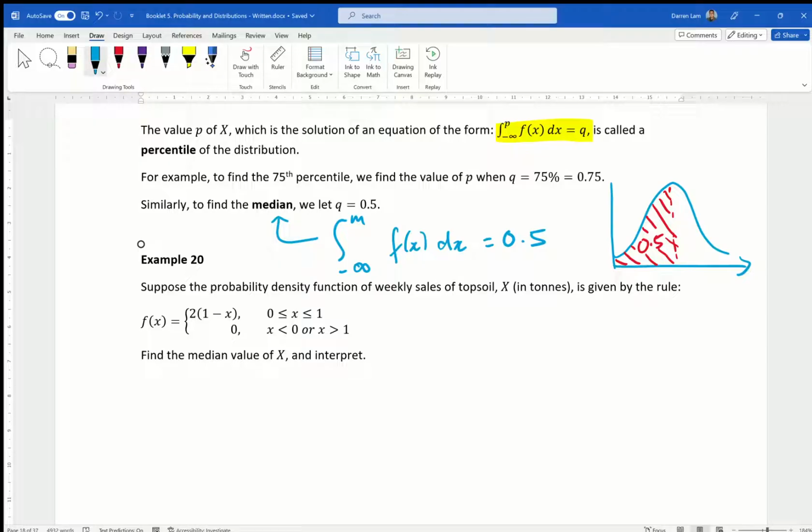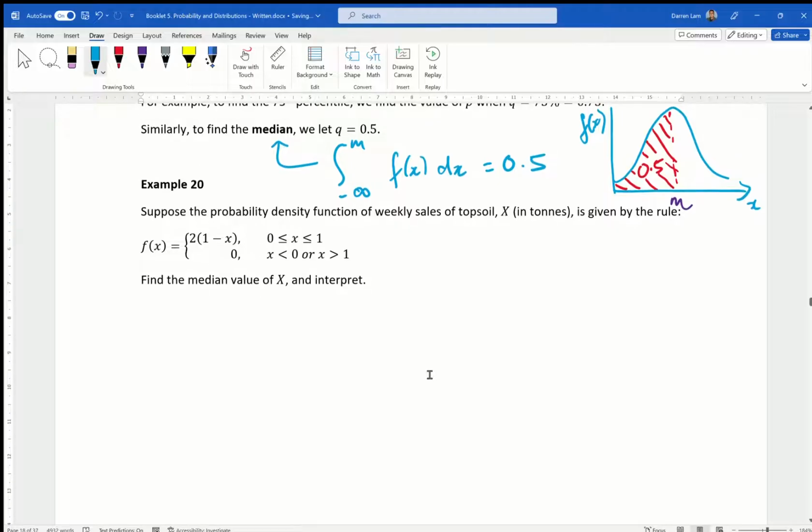From here, this is f of x, and this is x. This value here is represented by m. We're essentially saying, at what stage does that give us the first 50% of data? Let's look at the example. Suppose the probability density function of weekly sales of topsoil, x in tons, is given by the rule f of x equals 2 bracket 1 minus x bracket, from 0 to 1, and everywhere else 0. Find the median value of x and interpret.